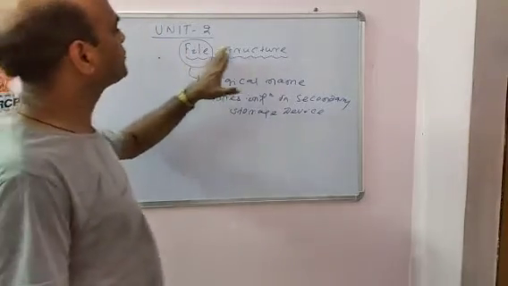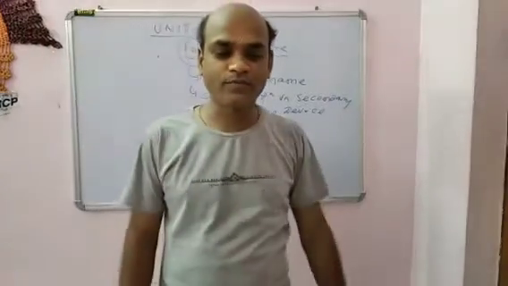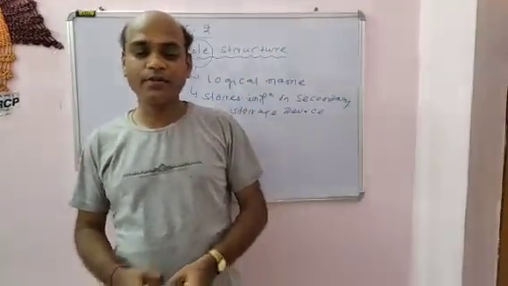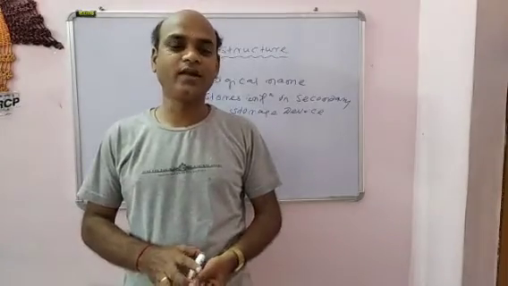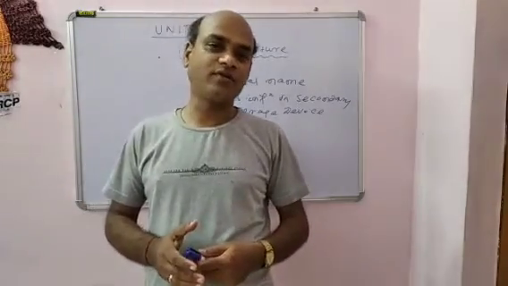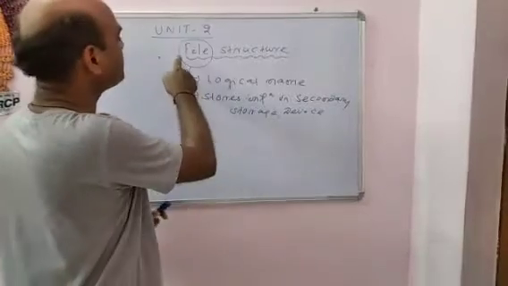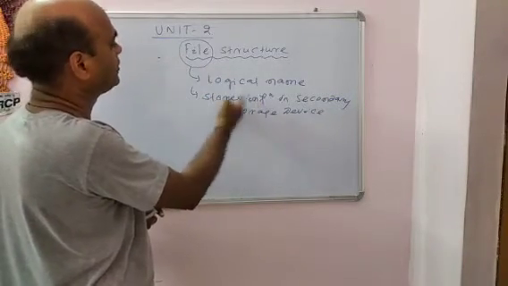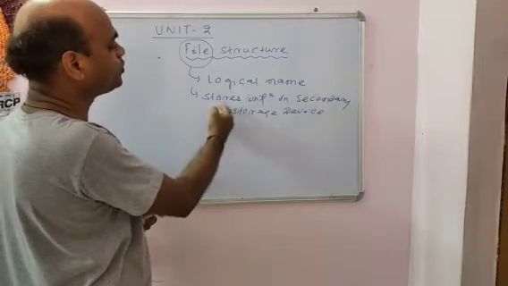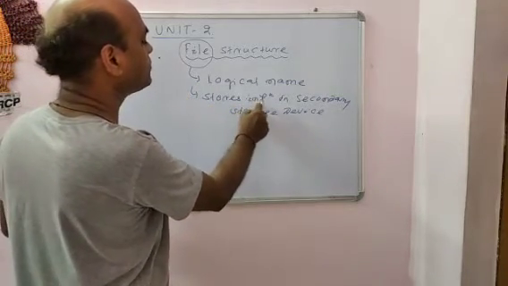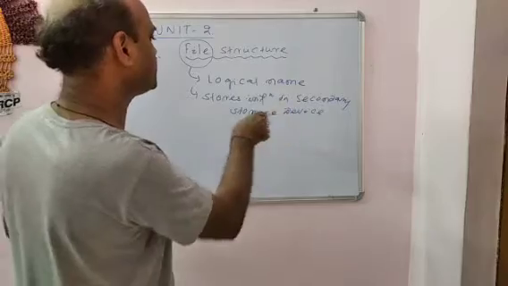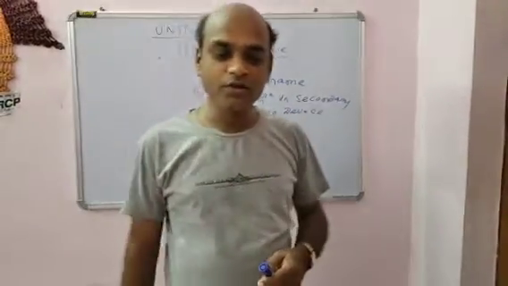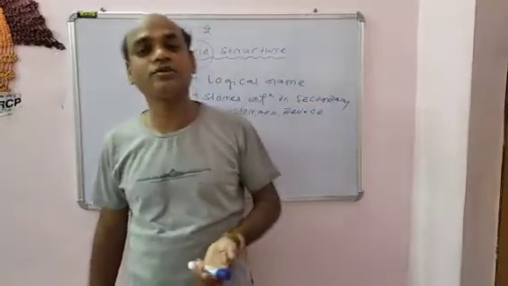Now we will discuss the file structure. That means related data and information are stored collectively in the file format. So a file is just a format in which we are going to store information. This information is stored in a secondary storage device in a specific format, and that is nothing but the file. So a file is a sequence of records.